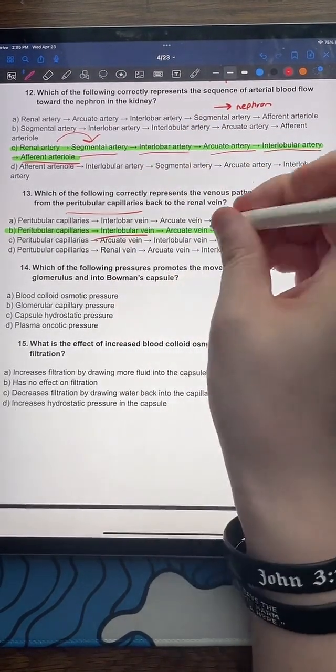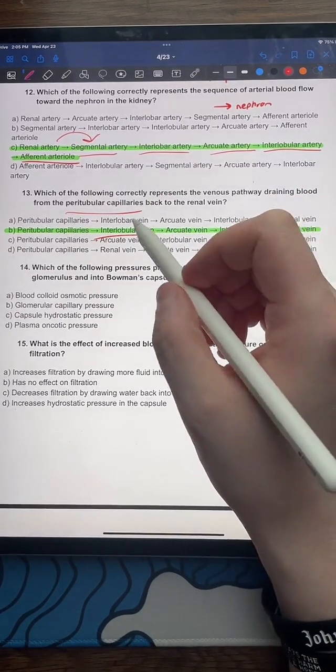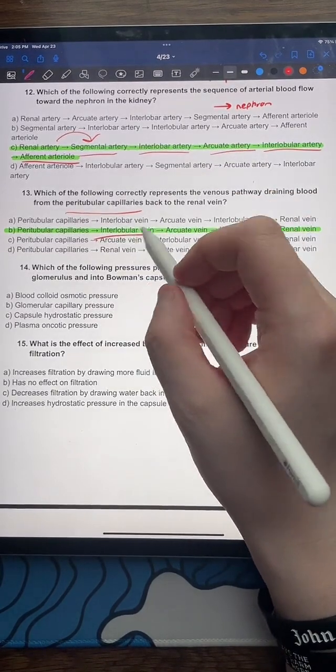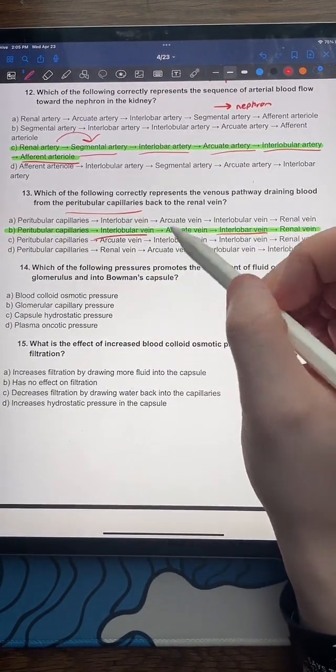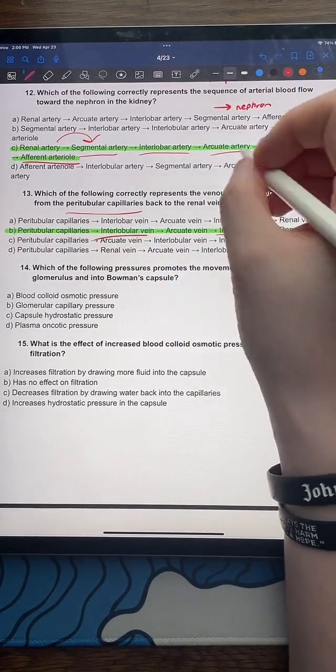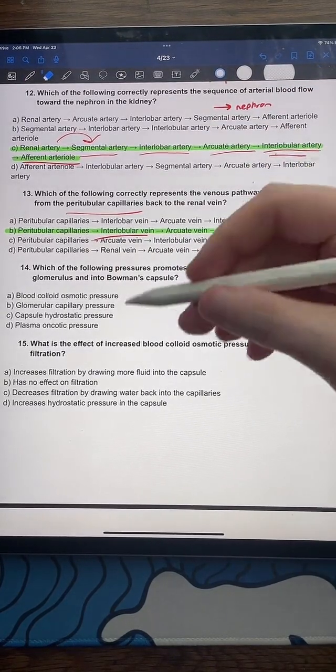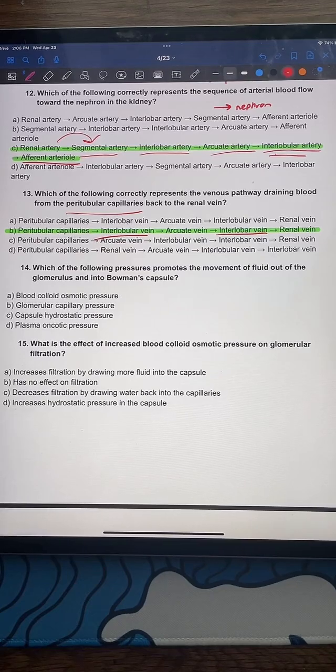Most people get these two mixed up, the interlobular vein and the interlobar vein. I just recommend trying to draw out the pathway. The way that I always tried to think about it is this word was always a little longer to me. So when I was talking about this pathway, I was like, because this word's longer, it takes longer to get to this one, and then the veins are just the opposite way. So that's how I always sort of remember that.